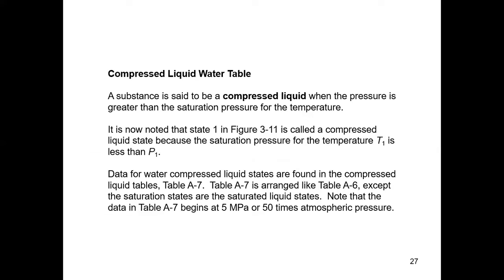Compressed liquid water table: a substance is said to be a compressed liquid when the pressure is greater than the saturation pressure for the temperature. It is noted that state 1 in figure 3.11 is called a compressed liquid state because the saturation pressure for the temperature T1 is less than P1. Data for water compressed liquid states are found in the compressed liquid table A-7. Table A-7 is arranged like table A-6 except that the saturation state is a saturated liquid state. Note that the data in table A-7 begins at 5 megapascal, or 50 times the atmospheric pressure.